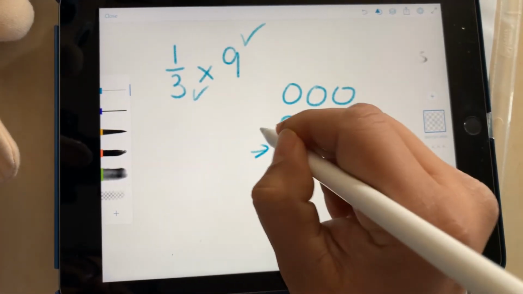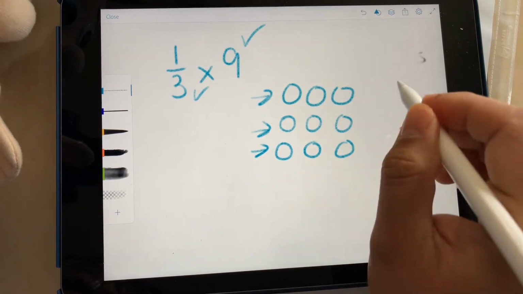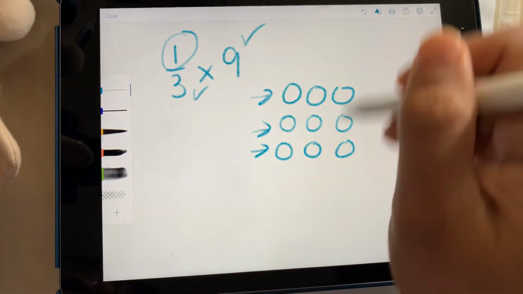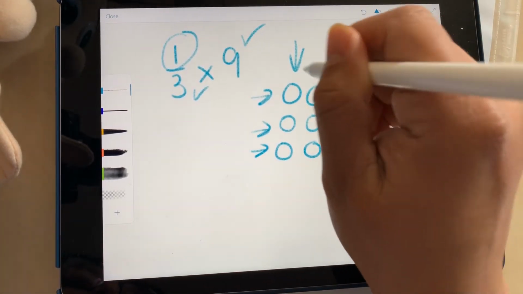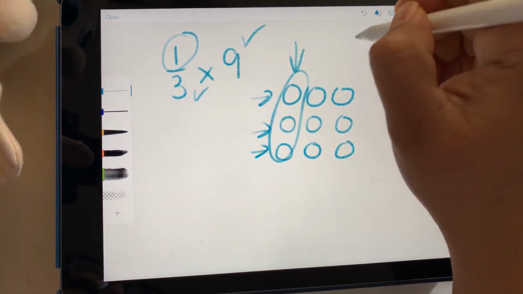Look at how many rows we have. We got 3 rows, but I only want 1 column out of this group. 1 column. These are columns. I only want this one. The answer here is 3.